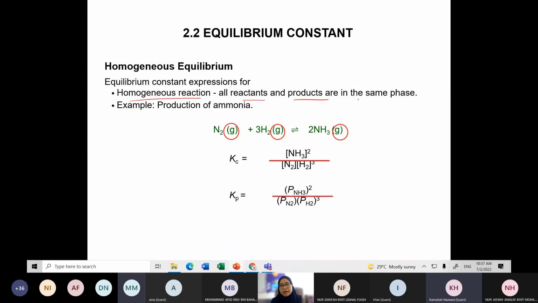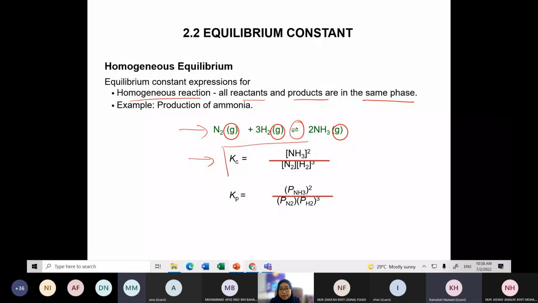That means all reactants and products are in the same phase. Look at this example of a reaction. When it says homogeneous equilibrium, that means you have a reversible reaction and all of the reactants and products are in the same phase. Therefore you can determine the Kc. You can write the Kc expression.